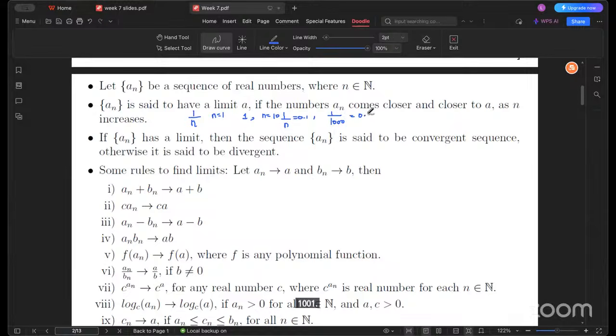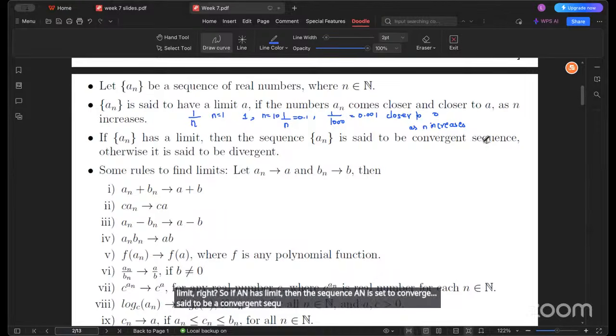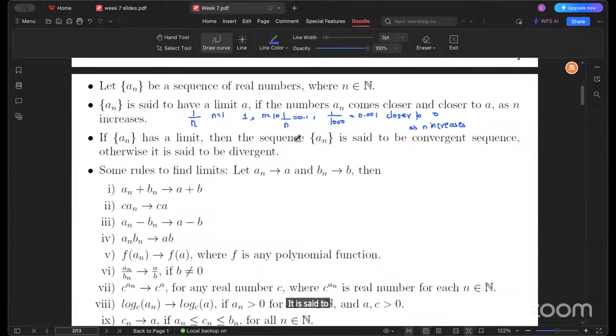0.001. Okay, so you see the value is going closer to 0 as n increases. So this is what we call a limit, right? If an has a limit, then the sequence an is said to converge, said to be a convergent sequence. Otherwise, it is said to be divergent. For example, here if you take an to be 1 by n, we say that it converges to 0.